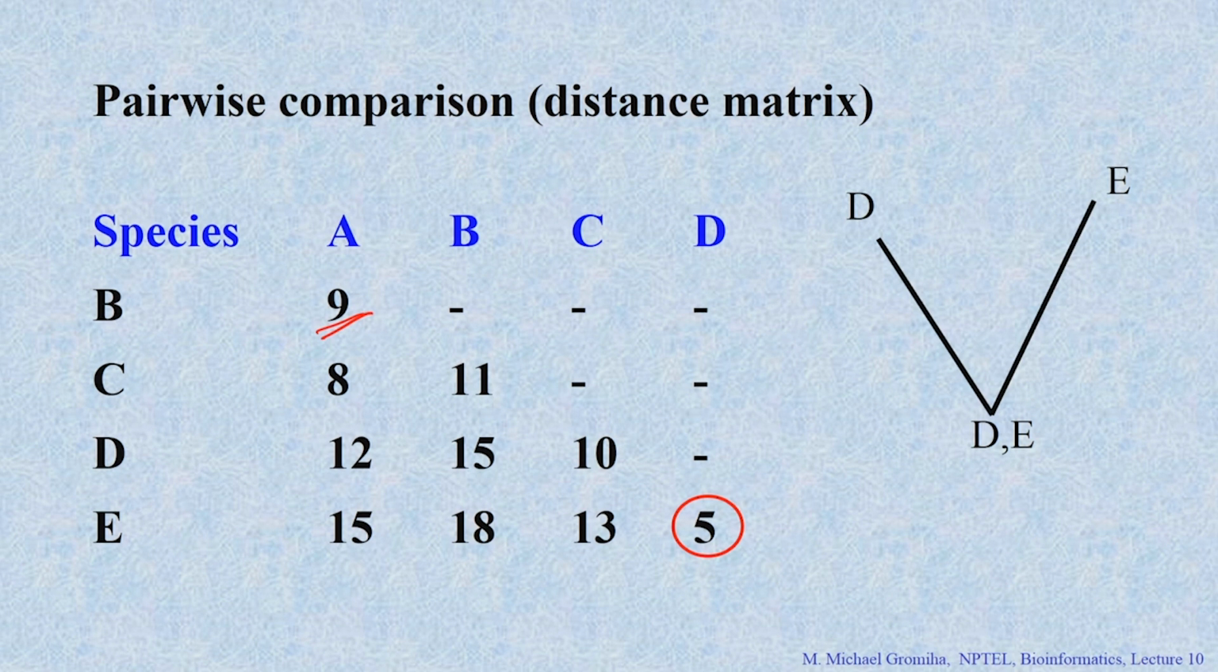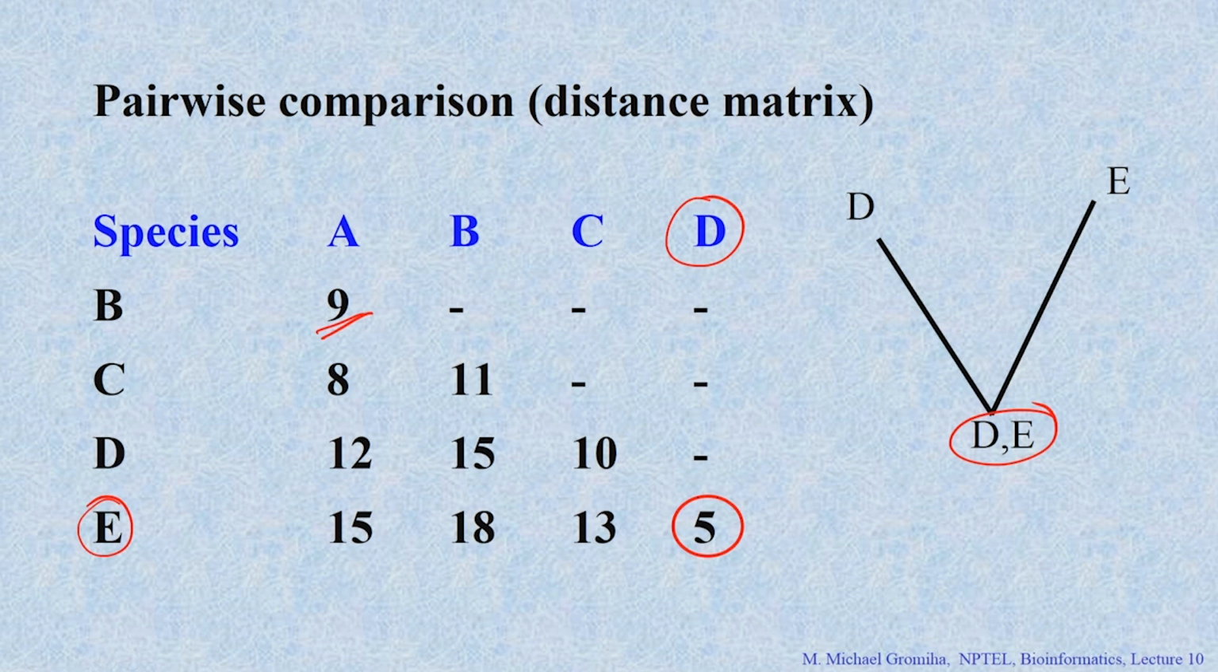So, this is the closest, the lowest value. From this what can we infer? D and E are close to each other among all the combinations. This has the lowest number of mismatches. So we put D here, E here, and they are close to each other. We make the first branch and the first node, the common node. So, D and E are close to each other.